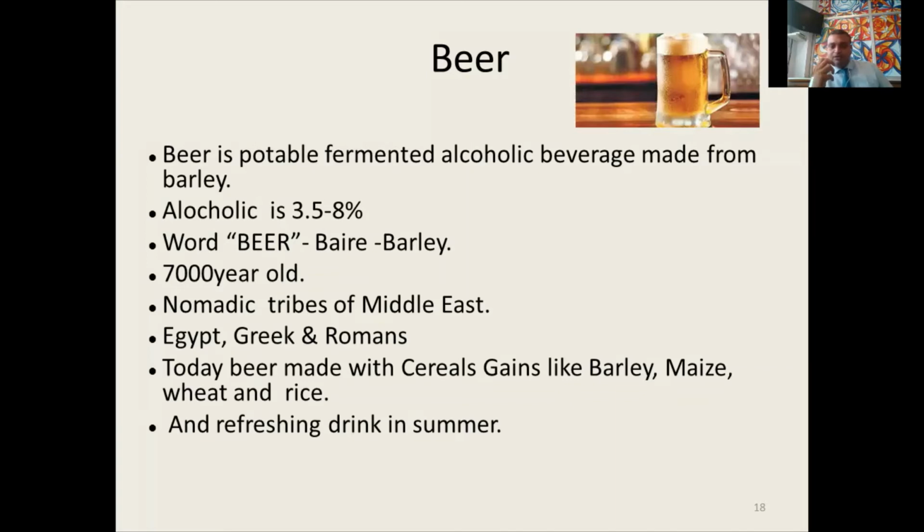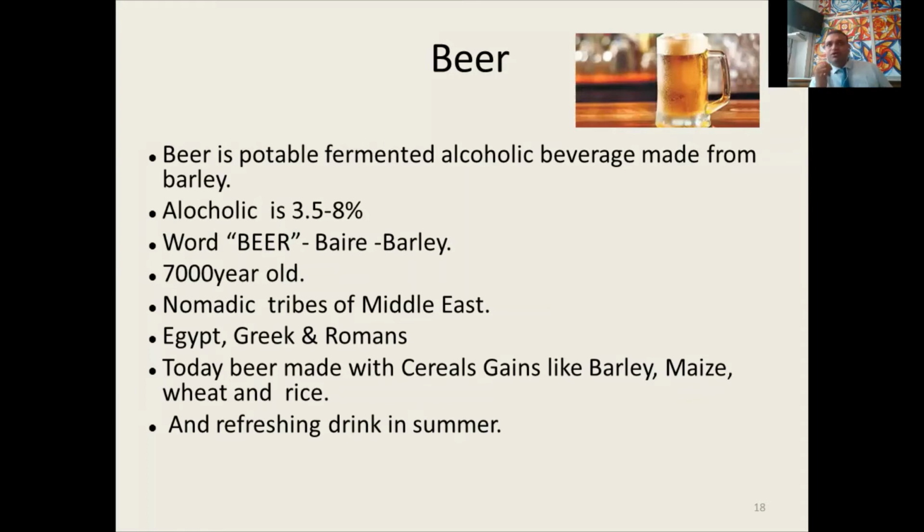I repeat, there were tribes in the Middle East at that time who were starting agriculture. They started making the product called barley. When they got an excess crop, they started storing this barley.